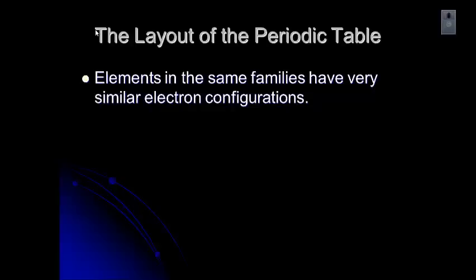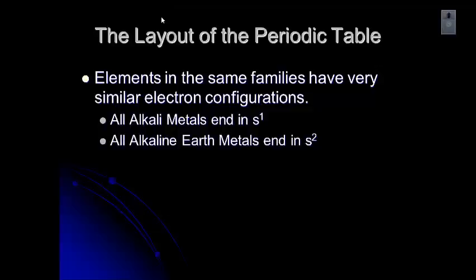Let's take a look at the layout of the periodic table. What you figured out from doing the lab is that the elements in the same families, remember the columns, the groups, have very similar electron configurations. So with the alkali metals, they all end in s1. Alkaline earth metals end in s2. So each one has a particular letter and then superscript combination.